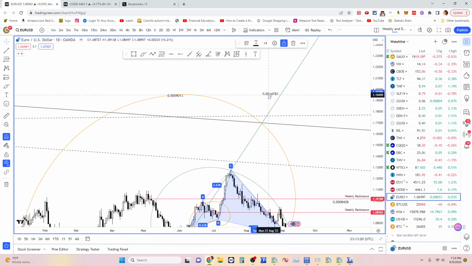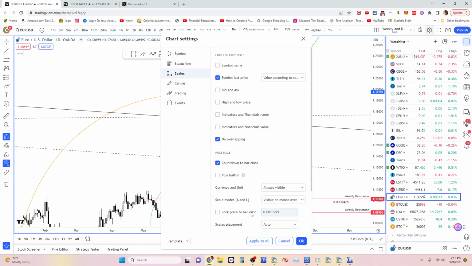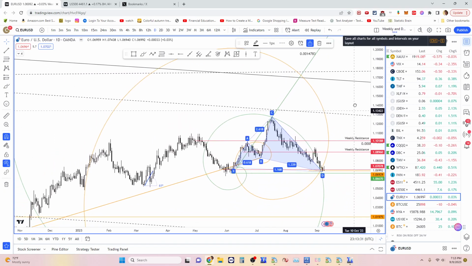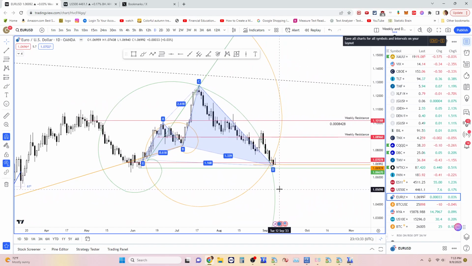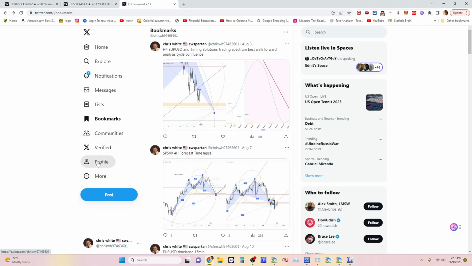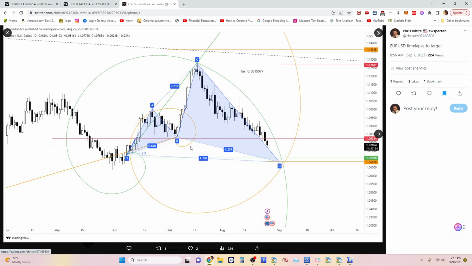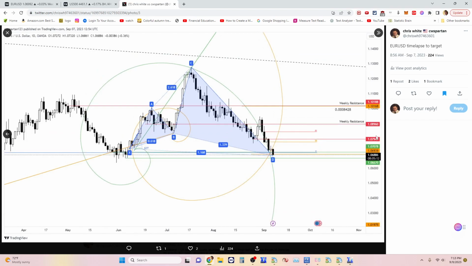Let's see. I want to square my chart with this forecast, so then it is able to be the same scale. So this is a harmonic that I created. I think roughly, if we go to my profile, the time lapse to target, I made it on the 25th, and it completed almost exactly right at the tip on the target of 1.06939. So that was really cool.